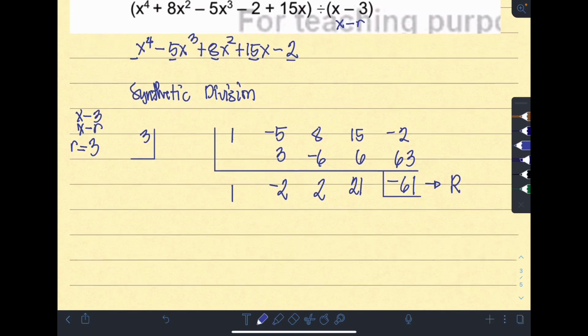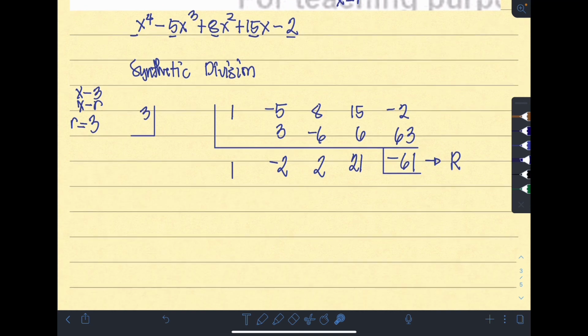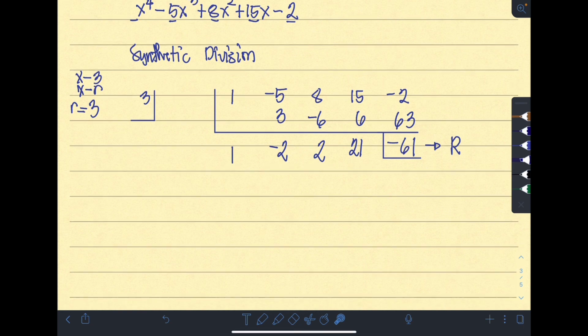Now, take note that our given expression is in degree 4. The highest power of the variable x is 4. So we're going to express our final answer. Remember that it should be 1 degree less than the degree of the given. So take note, you divided x raised to 4 by x. Supposedly the result should be x raised to 3, and x raised to 3 is 1 degree less than x raised to 4. So we are going to consider these coefficients in expressing our final answer.